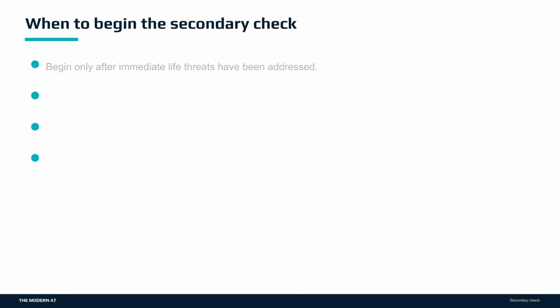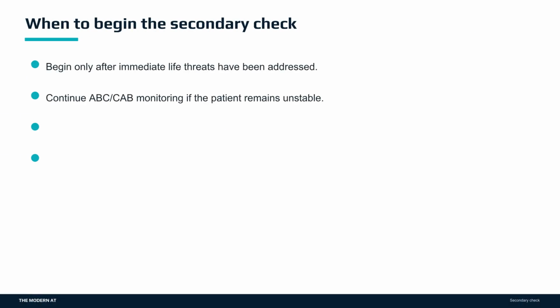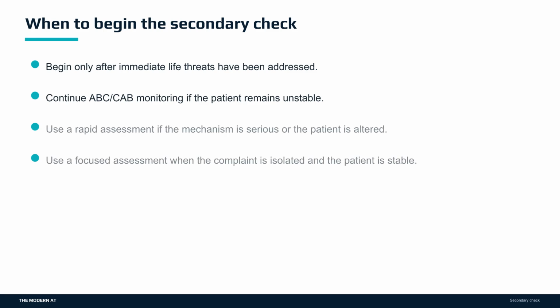The secondary check begins only after immediate life threats are addressed. Continue ABC or CAB monitoring if the patient remains unstable. Use a rapid assessment for serious mechanisms of injury or altered patients, and a focused assessment for isolated complaints when the patient is stable. The SAMPLE history structure helps with concise questioning.